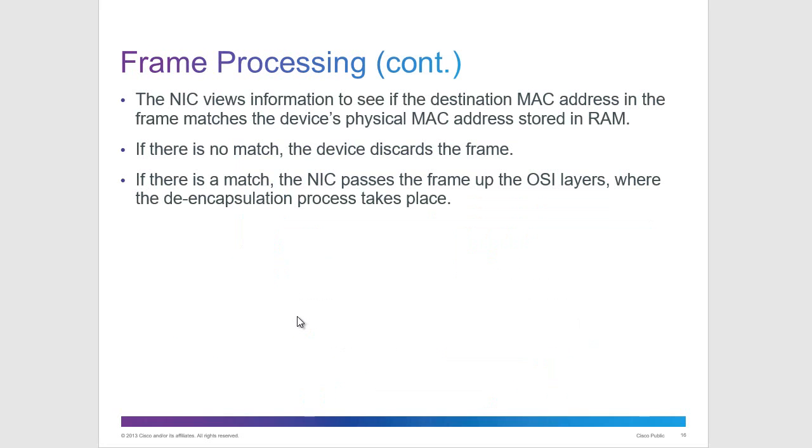And this is what happens when the station receives that frame and it does match or doesn't match. If there's no match, the device discards the frame. If there is a match, it goes ahead and sends it up the OSI layers to de-encapsulate the information. So that's what you have here.